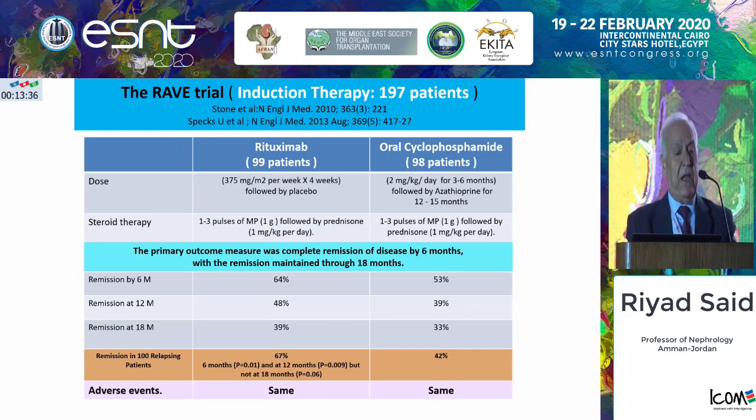What was the primary endpoint? The primary endpoint was remission of the disease by 6 months and maintained remission through 18 months. At 6 months, 12 months, and 18 months, there was really no difference, and in adverse effects there was no difference. But in the subset of patients who had been relapsing and were treated, there was good evidence that rituximab was superior to cyclophosphamide.